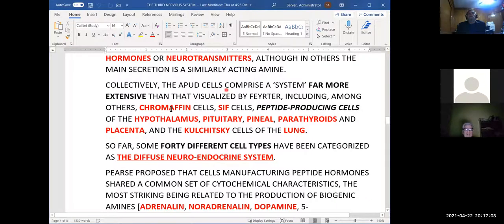So basically, what we have here is every cell in the body can produce almost every hormone that the body needs. Okay, how many of you knew that? I see that in the box over here. How many of you knew that most every cell in the body could produce almost every hormone that the body needs? Okay, didn't know that. Sounds familiar to one person.